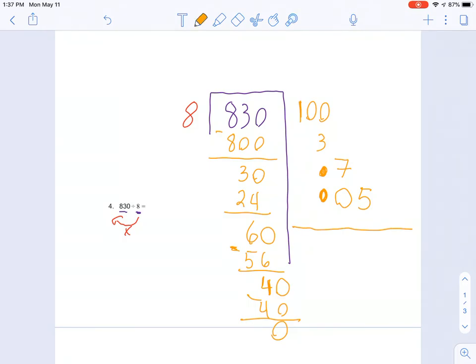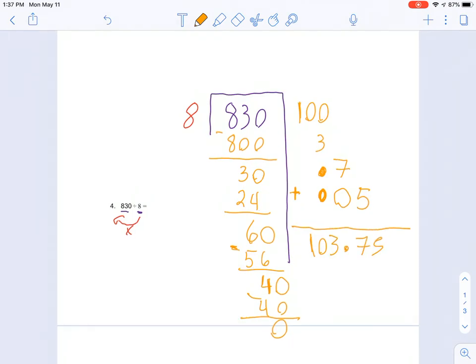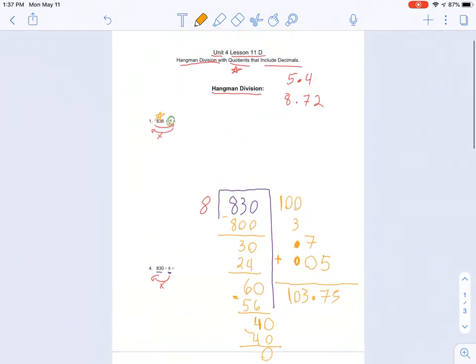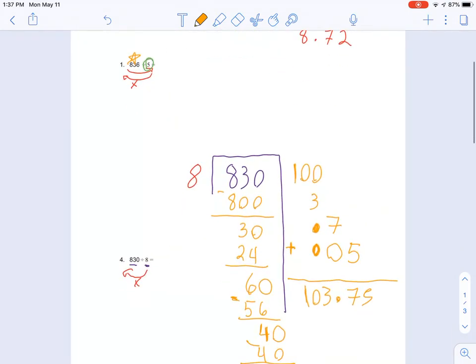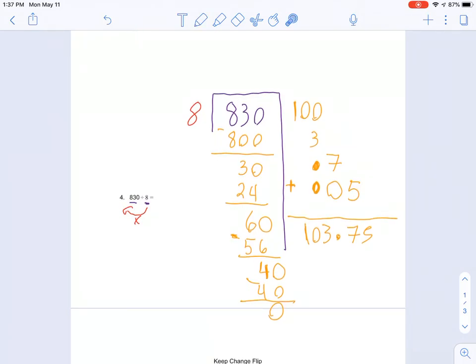So what do we have to do now? Yes, we must add together all these partial products, and when we do that, we come up with 100 plus 3 equals 103, plus 0.7 is 103.7, plus 0.05 is 103.75. 103.75 is our answer. Okay, so hopefully now when you are dividing using the Hangman method, you are not intimidated when you reach these numbers that force you to add a decimal place.